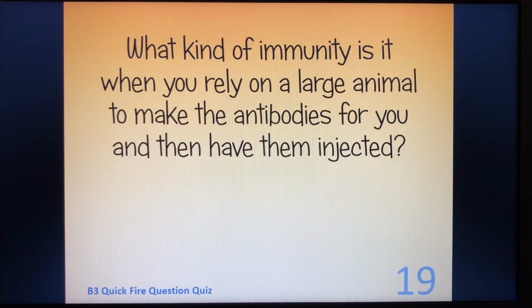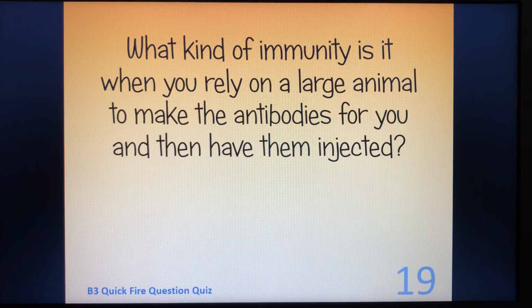Question 19. What kind of immunity is it when you rely on a large animal, maybe such as a horse, to make the antibodies for you and then have them injected? This is where we were talking about antivenom. We have a snake bite, we can't make the antibodies, so we rely on a larger animal to be injected. They're not actually just going to put a snake on it, but they give it some of the venom and then it learns how to make those antibodies. We extract those antibodies from that animal and we inject them, okay?